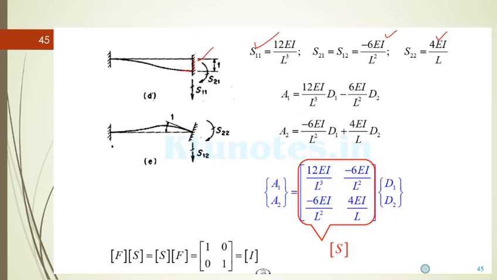So combining, A is equal to SD, writing S11 here, S12 here, S21 here, and S22 here. You'll get the stiffness coefficient relating the action and displacement. So F inverse is equal to S, and S inverse is equal to F. It will be a matrix.